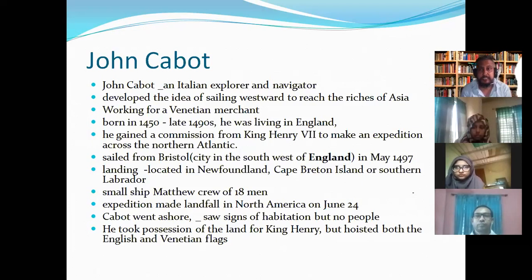So John Cabot is an explorer who was born in Italy, but at the end of the 15th century he had been living in England, and he got a commission from the English King Henry to make an expedition towards the northern Atlantic. And after getting the commission, John Cabot started from Bristol. Bristol is a southwestern city of England.